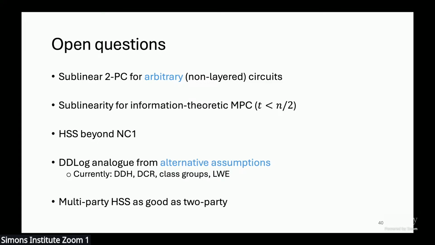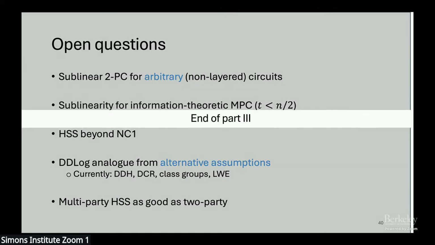And finally, in the multi-party setting, we've seen that we have some results getting low degree forms of HSS for multiple parties, but right now they don't quite match exactly what you get in the two-party setting. It would be great to see if there's a way to upgrade these two-party constructions to get multi-party HSS for exactly the same class of functions. I'm happy to take more questions.